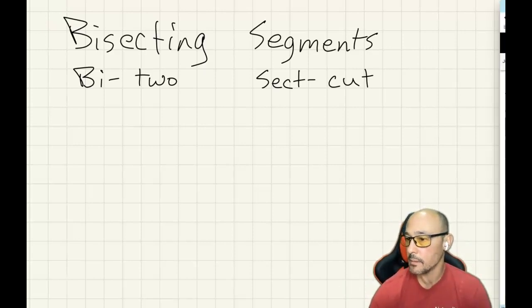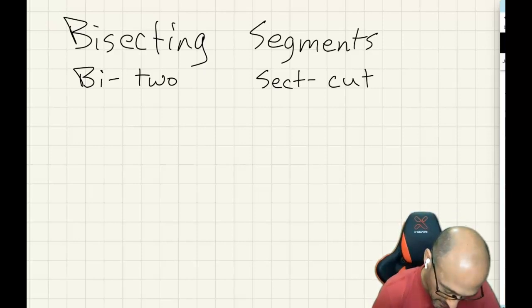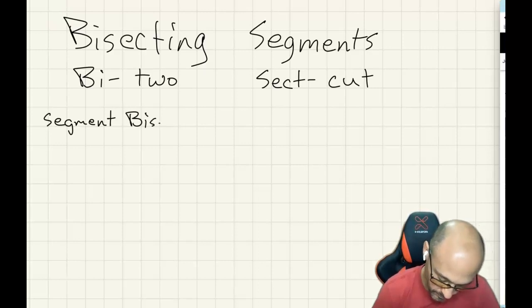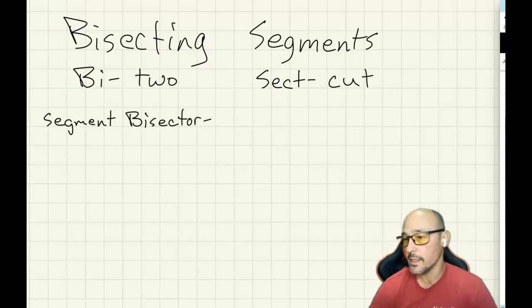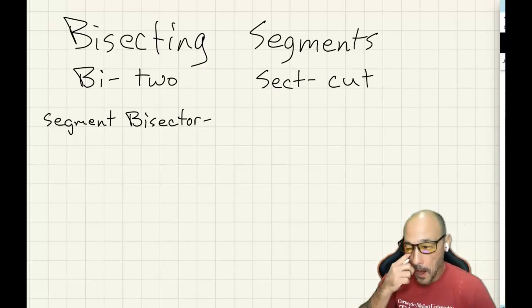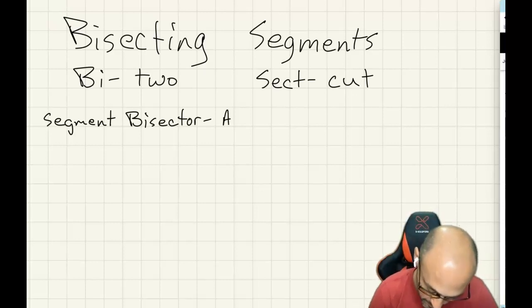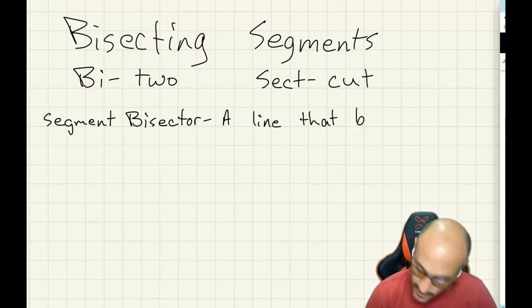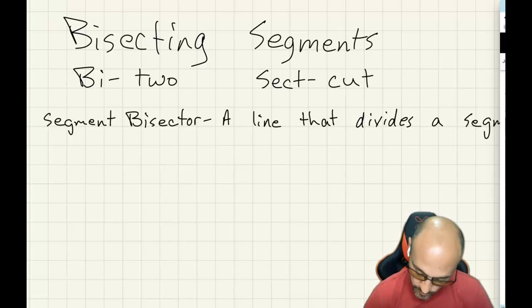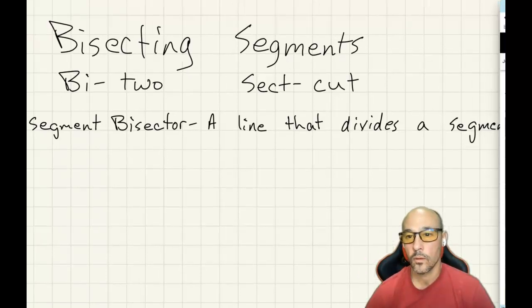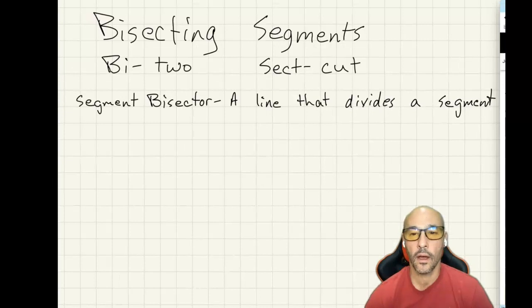So a segment bisector is a line that divides a segment into two halves. Could be a line segment or a line. A line that divides a segment, like even further.